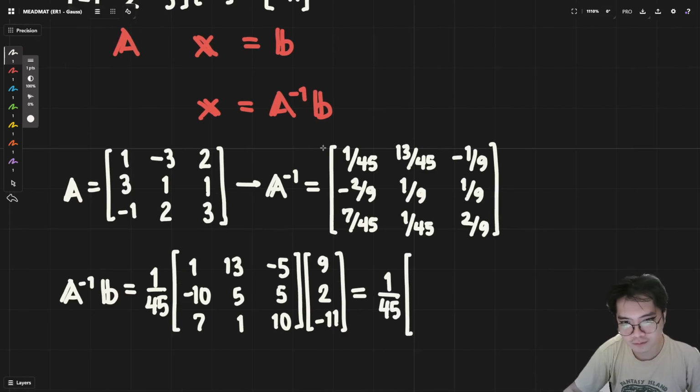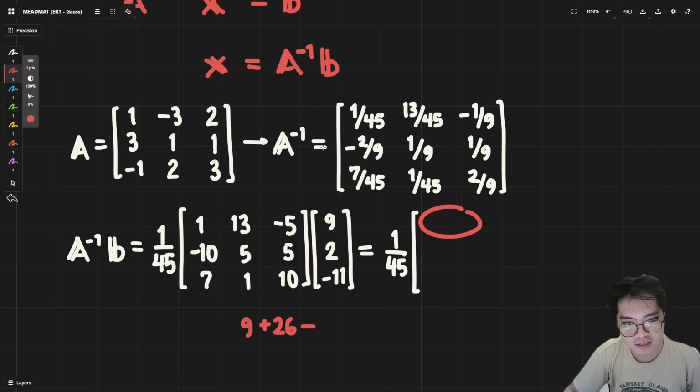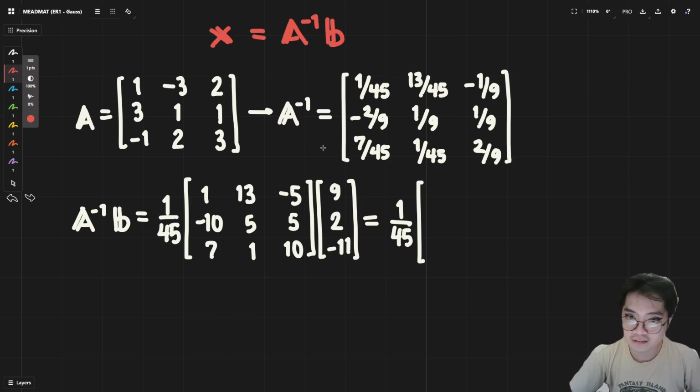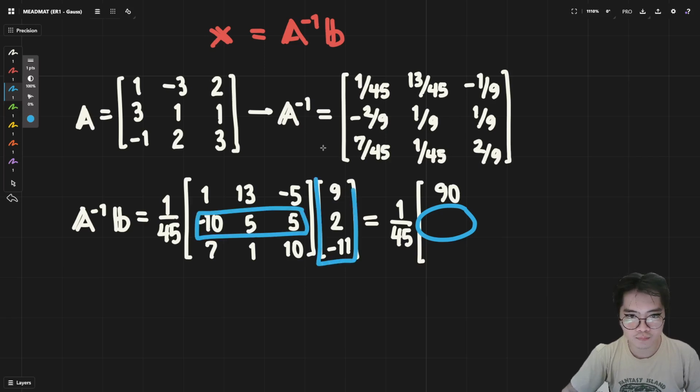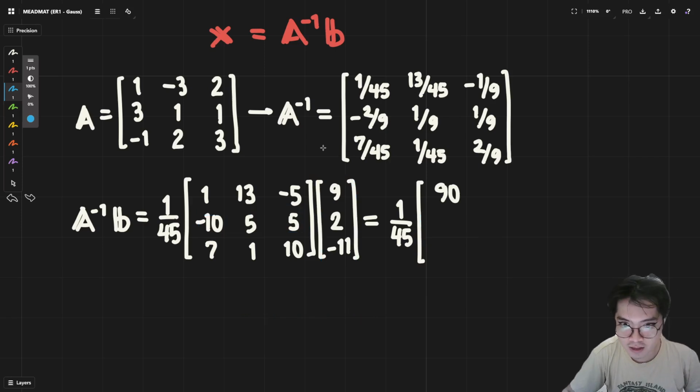Let's just try this out. Okay, we will have first row only column. 9 plus 26 plus 55. Oh, that's already a lot, right? 35 plus 55, that is 90. Oh, 90. Okay, looking good. Next, second row only column. Negative 10 times 9 is negative 90. 5 times 2 is 10. 5 times negative 11 is negative 55. So we will have in here negative 135. Okay, negative 135. Hopefully that also rings a bell for you guys.